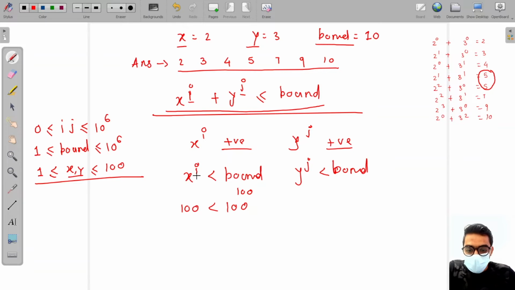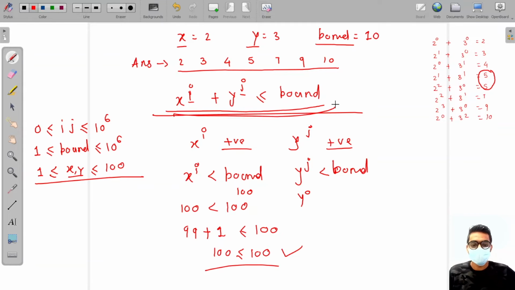If x raised to i's value is 99 plus y raised to 0, that is 1, then it is less than or equal to 100. So 100 is less than or equal to 100, and this condition is satisfied. Because if we take any number raised to 0, it will give 1 as the answer. Now let's solve this question.